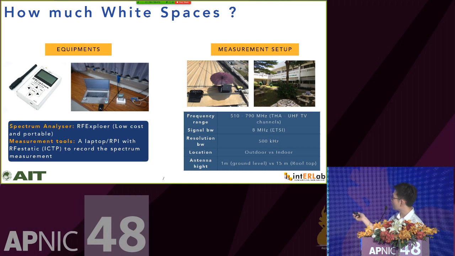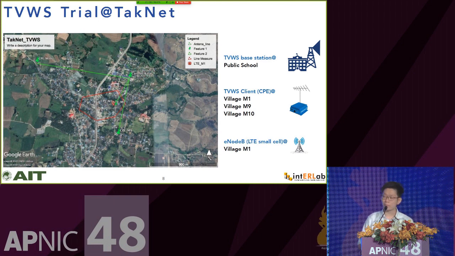We're focusing on the frequency band which is the TV band in Thailand, 510 to 700 megahertz. We looked at locations both outdoors and indoors, and we also considered the factor of antenna heights. For the trials, as I mentioned, the use case we want to demonstrate with white space is to provide broadband internet in TakNet, as I mentioned before. Those are the locations that we planned to deploy. The first one here is the public school that has a fiber optic internet connection, and we want to deploy the base station there. And here is the village called M9, which is about 1 kilometer away from the base station.